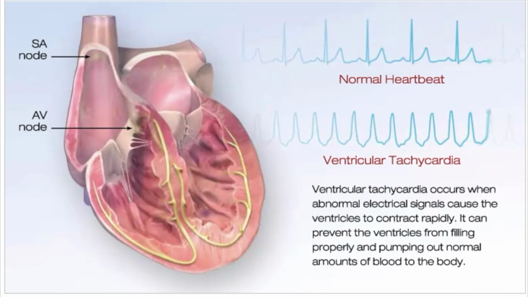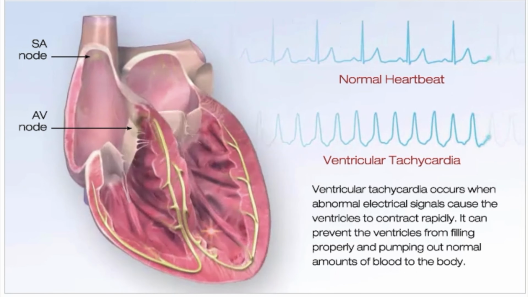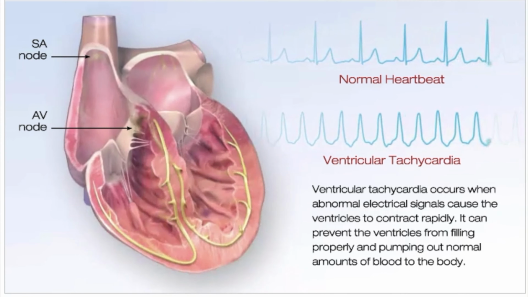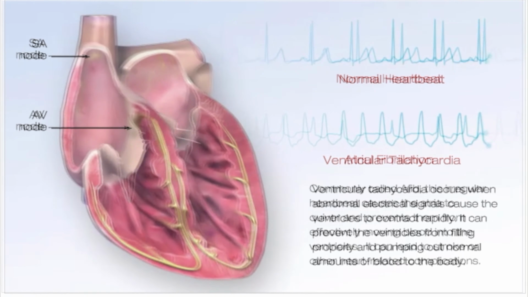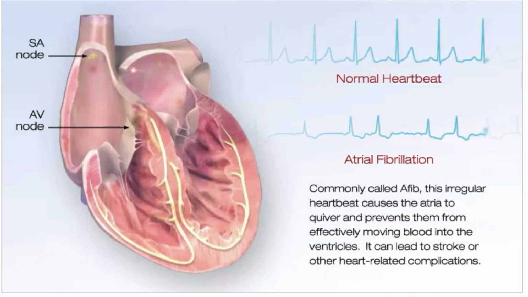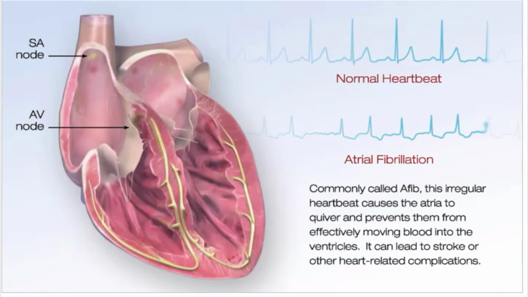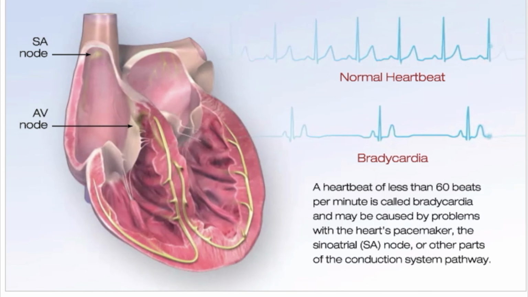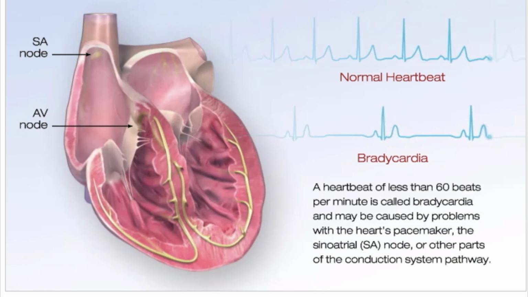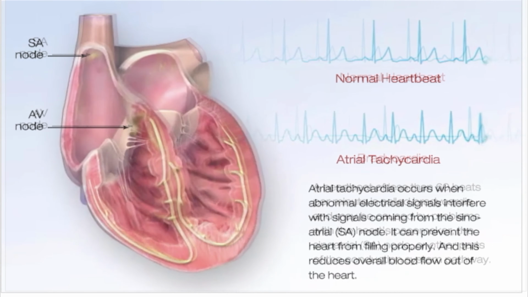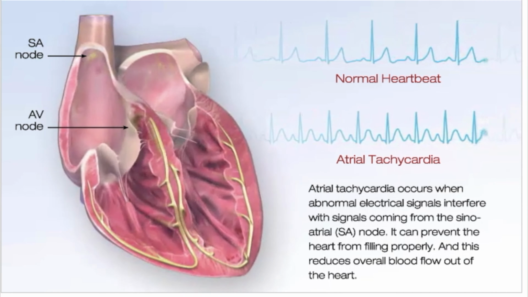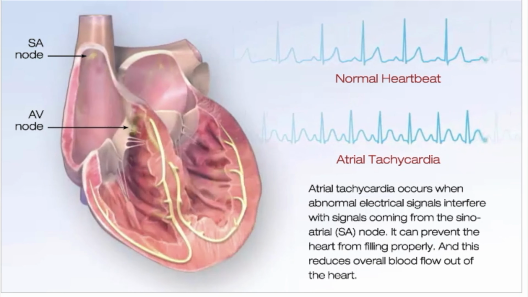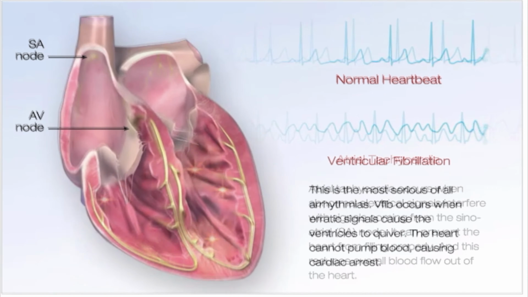The electrical impulses may happen too fast, too slowly, or erratically, causing the heart to beat abnormally. There are two basic kinds of arrhythmias. Bradycardia is when the heart rate is too slow, less than 60 beats per minute. Tachycardia is when the heart rate is too fast, more than 100 beats per minute.